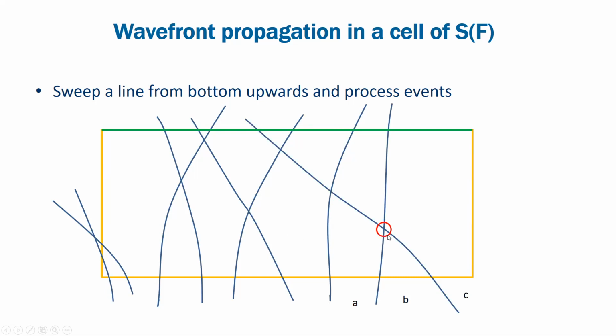For example, this is the lowest bisector event. This one is lower, but it's outside, so we ignore that. So this event is determined by these three bisectors A, B, C. To process this event, we simply remove B from the bisector list, and now we recompute the bisector of A and C. So this dashed one is the bisector of A and C.